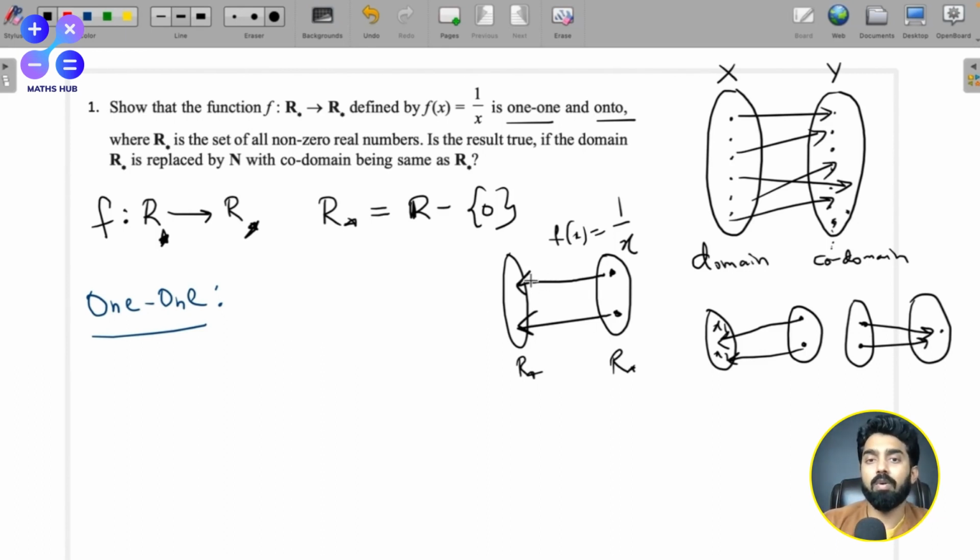But you want the function to look like this. This is basically the reverse, but you want a function to look like this. Only one element here is mapped to one element here. One element is mapped to only one element here. Is that true or not? We need to figure that out.